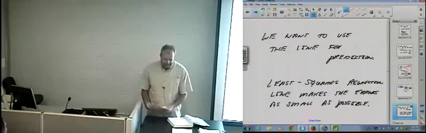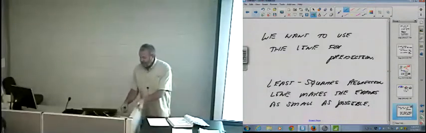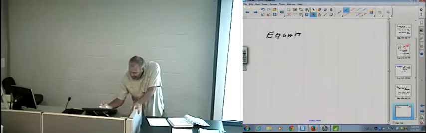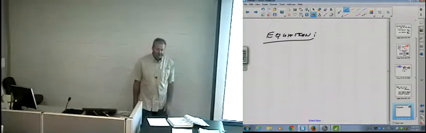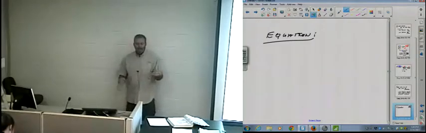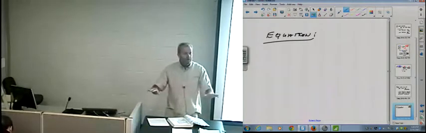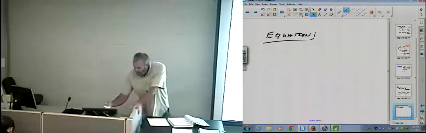I need an equation. Well, that's on page 132. I need the equation for the least squares regression line. The regression line that makes all those errors as small as possible all at one time. Well, we know it's going to have the following form.